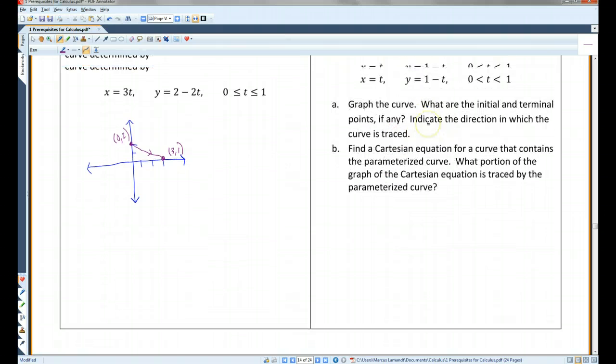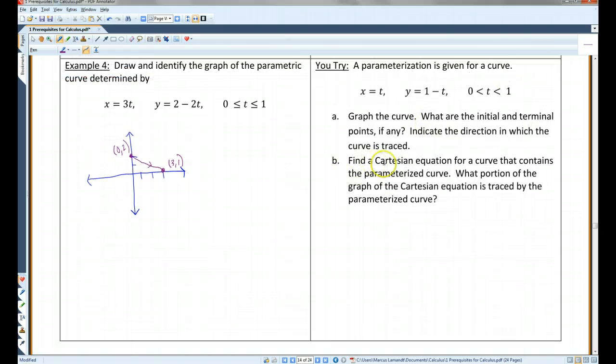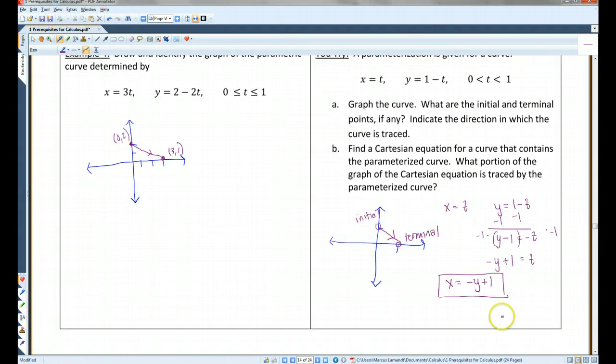Alright? Okay, go ahead and try this one. This one they do ask you to find a Cartesian equation, but I think you guys can do that, so go ahead and hit pause here. Alright, this is what you guys should have gotten.